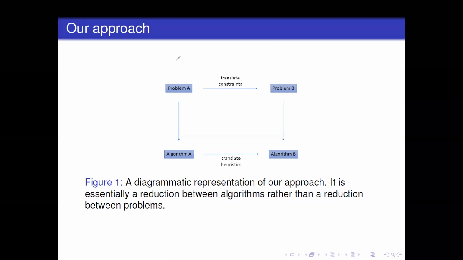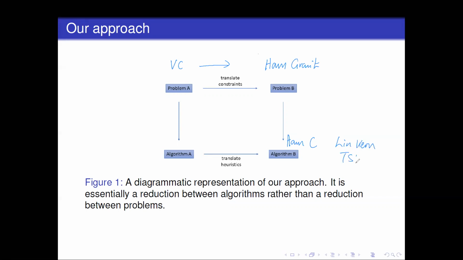We're saying that if you take a problem such as, I don't know, vertex cover, and use some gadget which modifies the constraints, it refines the constraints, with Hamiltonian circuit. Maybe we can use some clever heuristic, which is good for, say, Hamiltonian circuit. Say Lin-Kernighan, because Lin-Kernighan is good at Hamiltonian circuit, TSP, that kind of thing. Could we modify the Lin-Kernighan algorithm, which is very effective for TSP, and use it to solve vertex cover? That's the general idea.